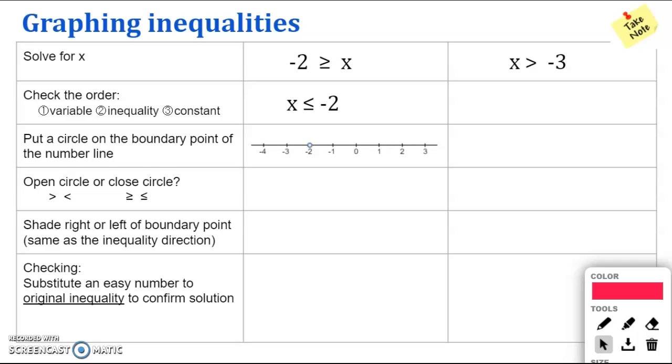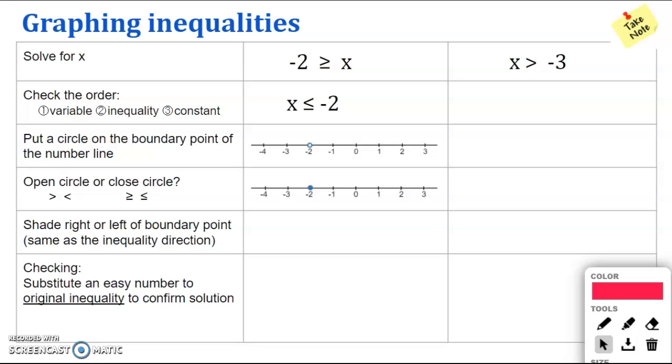Okay, and then from here you need to put the circle on the boundary point of the number line. The boundary point is the number that you are left with. When you are left with just the variable and the number, -2 is my boundary point, put a circle on -2, and then from here you need to decide, is it an open circle or closed circle? Well, the inequality is less than or equal to, that means it's going to be a closed circle, so I color that in.